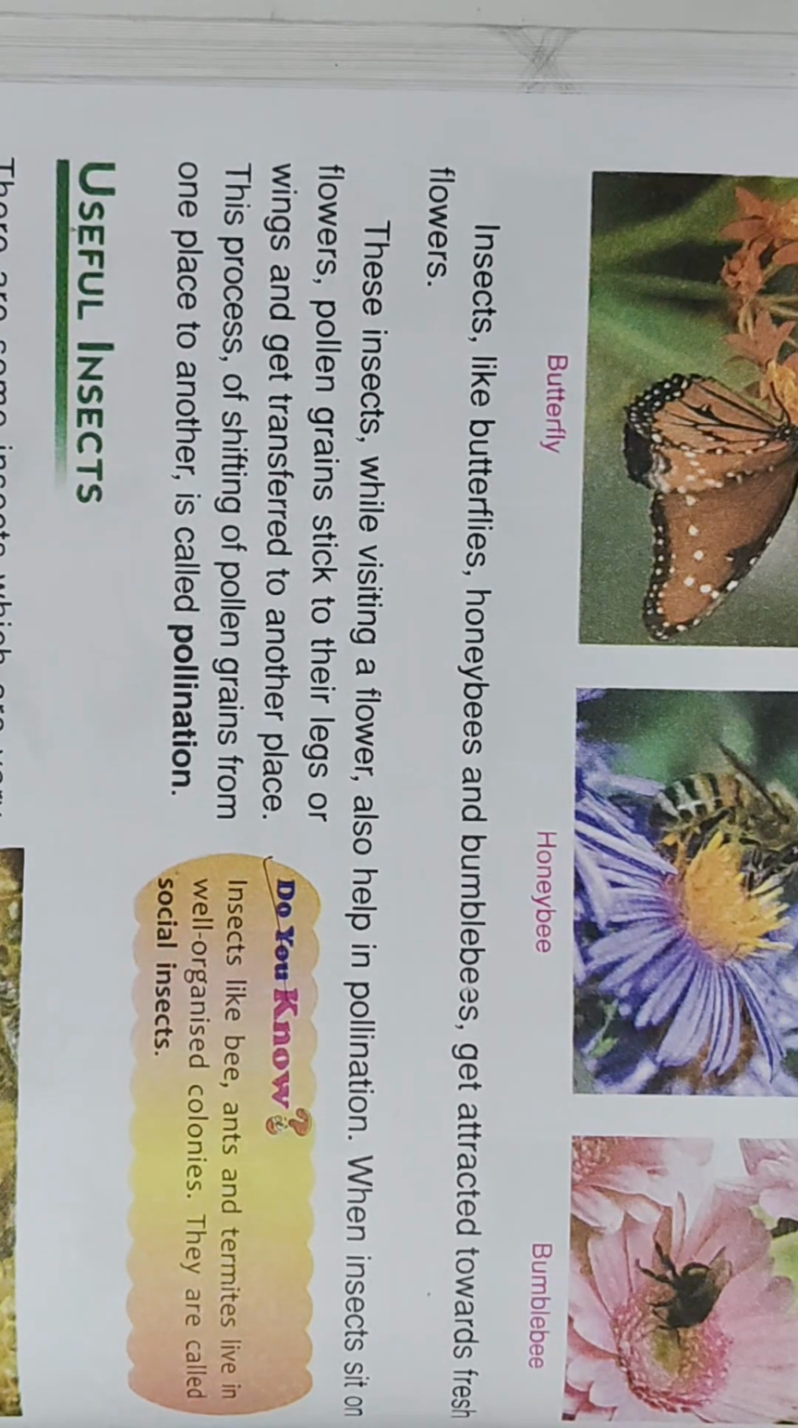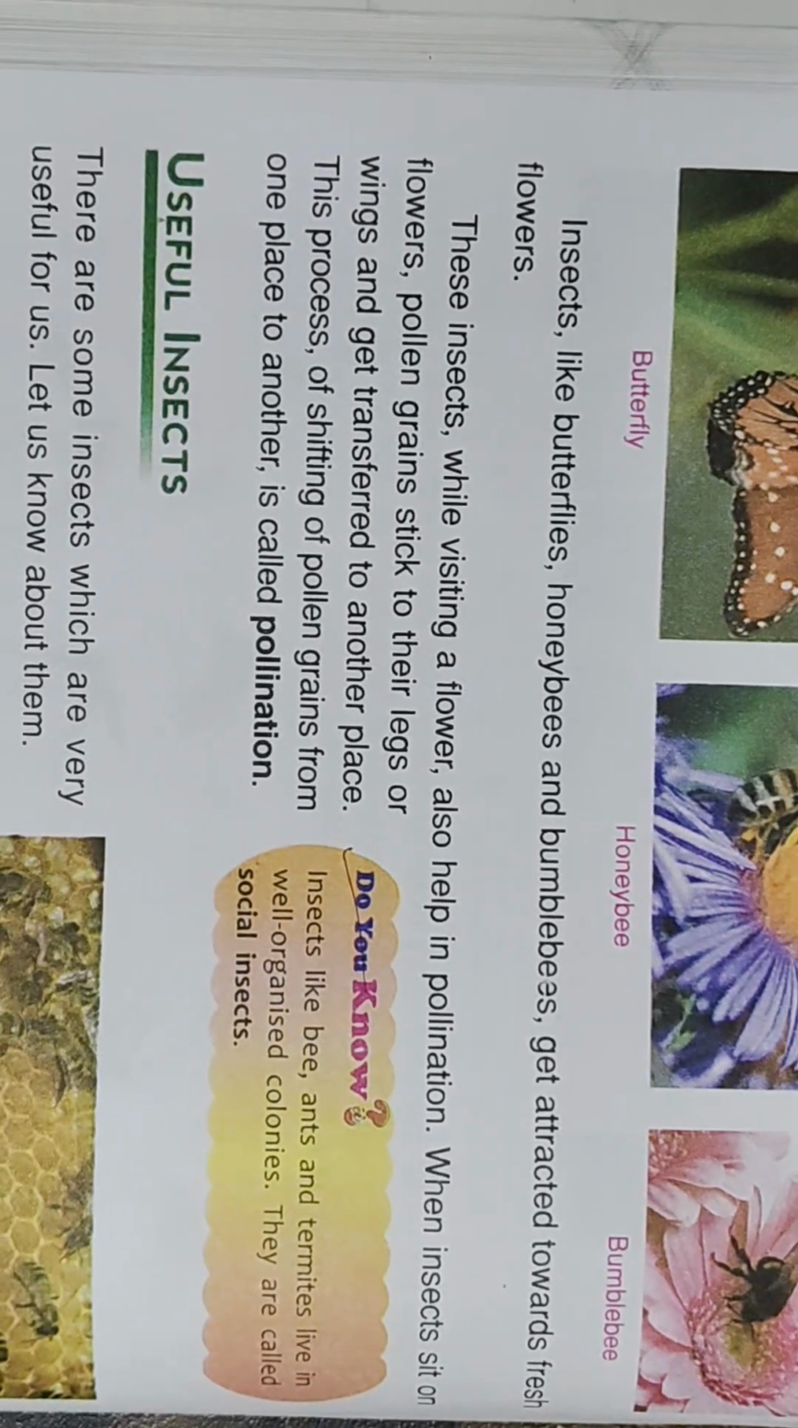Insects like butterflies, honeybees, and bumblebees get attracted towards fresh flowers. These insects, while visiting a flower, also help in pollination. When insects sit on flowers, pollen grains stick to their legs or wings and get transferred to another place. This process of shifting of pollen grains from one place to another is called pollination. Insects like bees, ants, and termites live in well-organized colonies. They are called social insects.